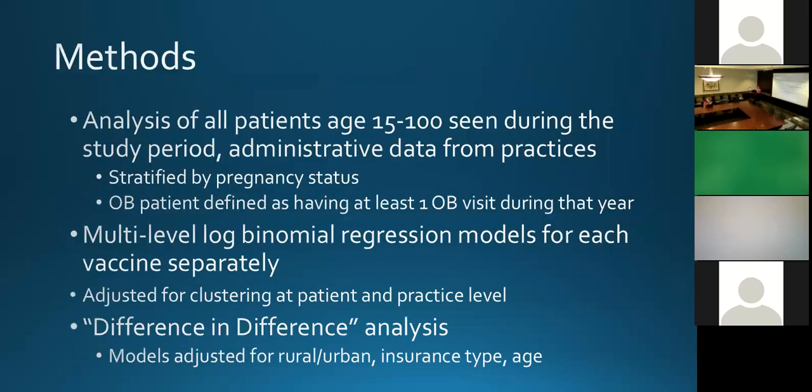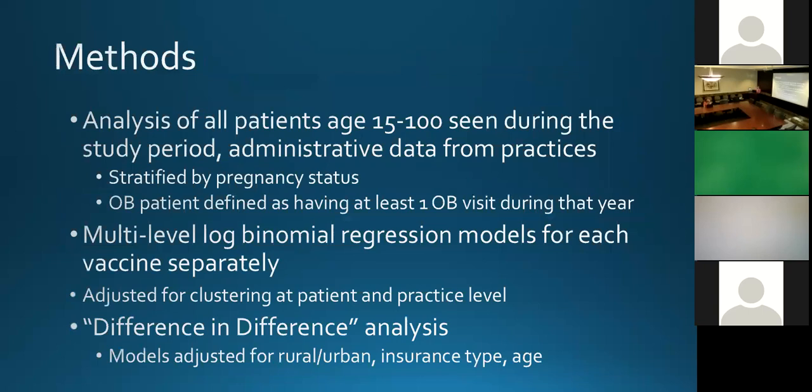So here are the methods that we used. We did a quantitative analysis of all patients seen at the intervention practices during the study period between the ages of 15 to 100. So pretty comprehensive. I don't think we had any 100-year-olds, but there might have been a few in there. And we used administrative data that we obtained directly from the practices. So we basically pulled the data out of their EMR.